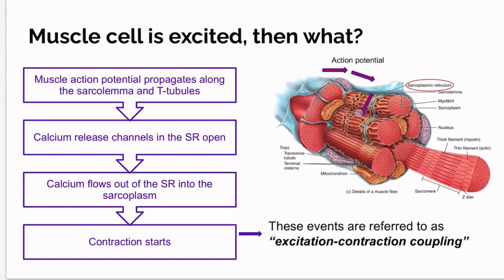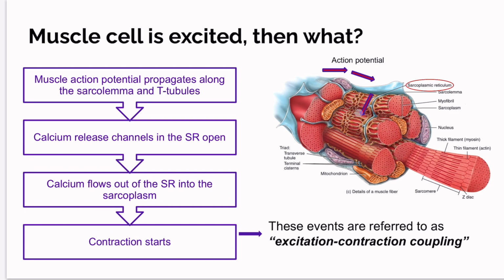All right, so the muscle cell is excited. Now what? An action potential has come in through the sarcolemma and through the transverse tubules. And now notice that the transverse tubules and the sarcoplasmic reticulum are really close together.